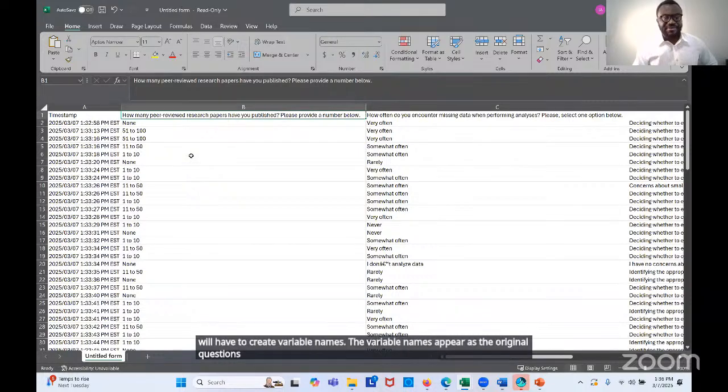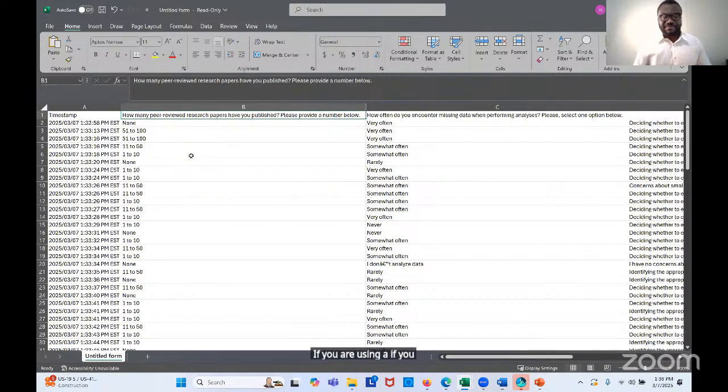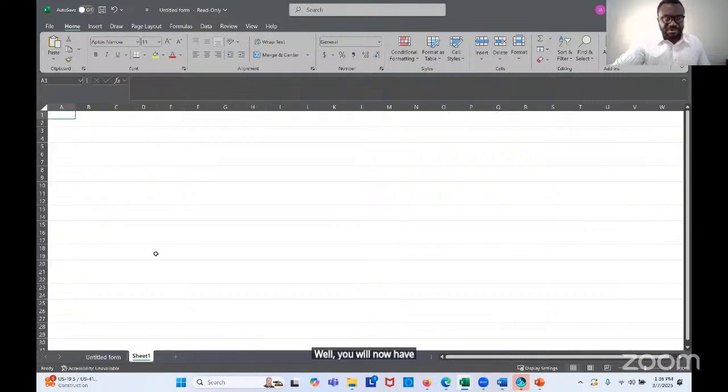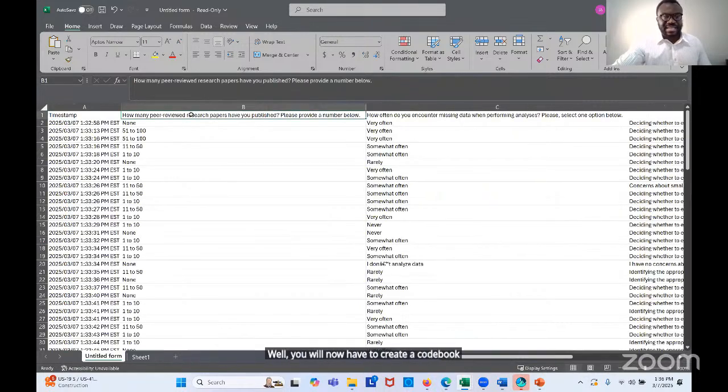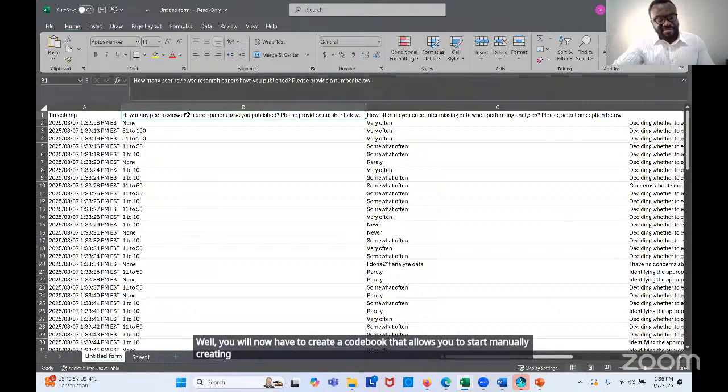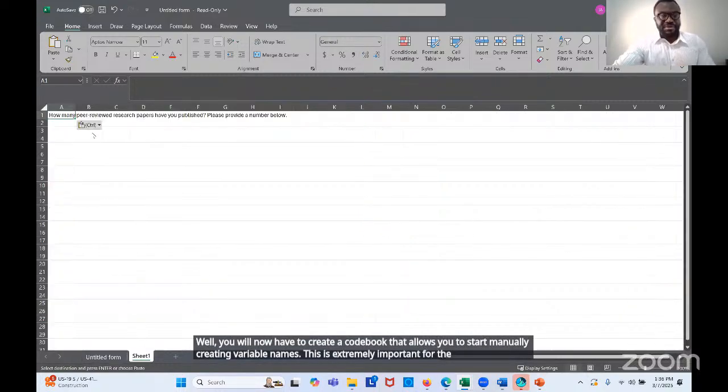So now you will have to create a code book. If you're using software like Google Forms, you will have to create a code book that allows you to start manually creating variable names. This is extremely important for the sake of data cleaning and harmonization standards.